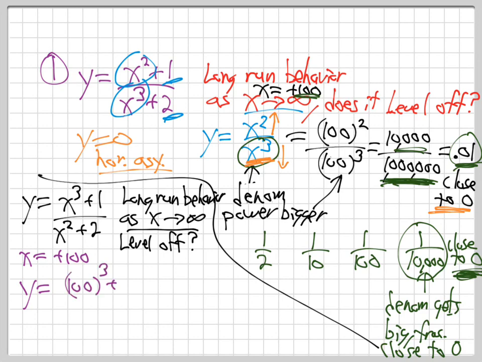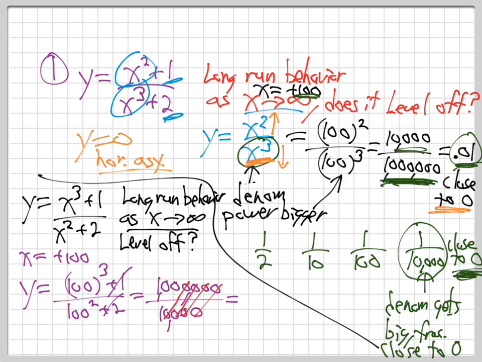100 cubed plus 1 over 100 squared plus 2. Again, these guys are irrelevant. 100 cubed is 2 zeros from the first 100, 2 zeros from the second, 2 zeros from the third. That's that million again. Over 100 squared, 2 zeros from the first 100, 2 from the second. That's 10,000. If you divide that on your calculator, we don't need a calculator. We can just cancel zeros. Cancel, cancel, cancel, cancel.